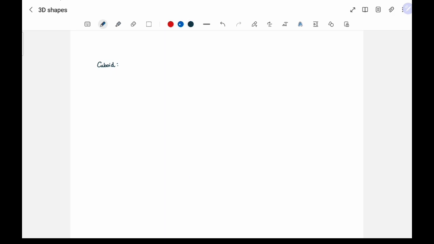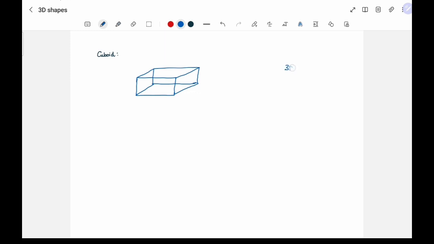Cuboid. So cuboid is nothing but a box, a rectangle projected in space. So if we take a rectangle and try to project it in 3D, then we get a cuboid.